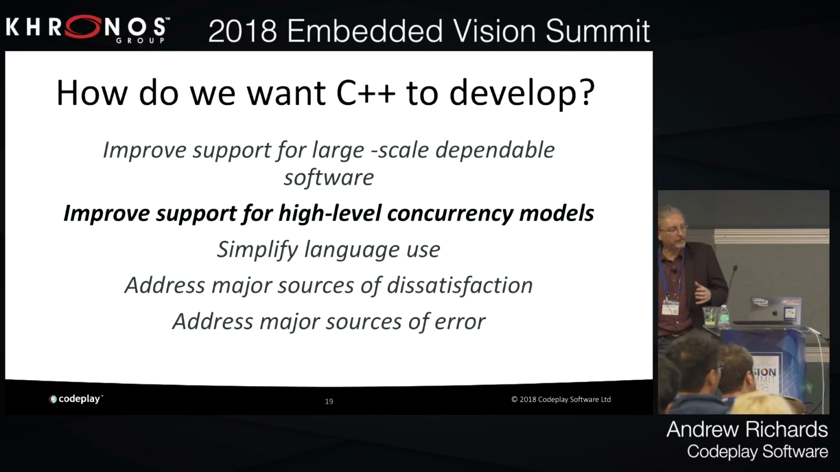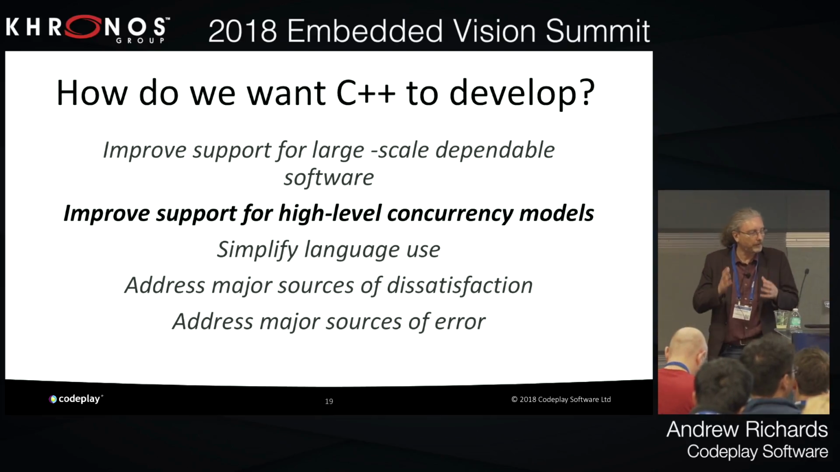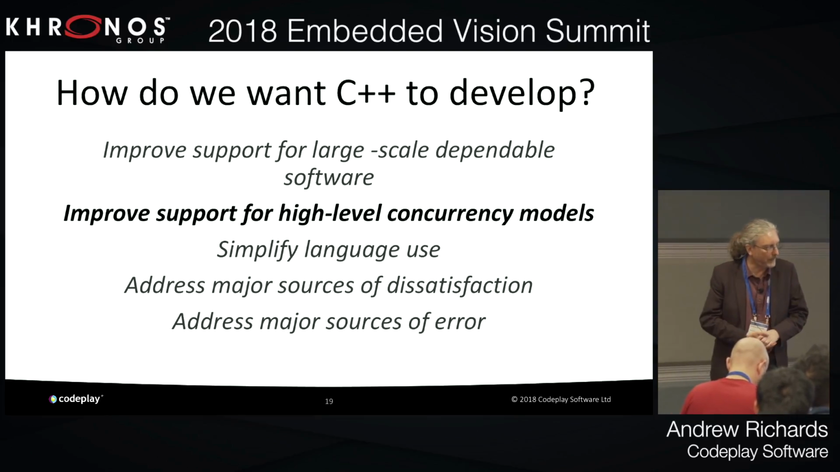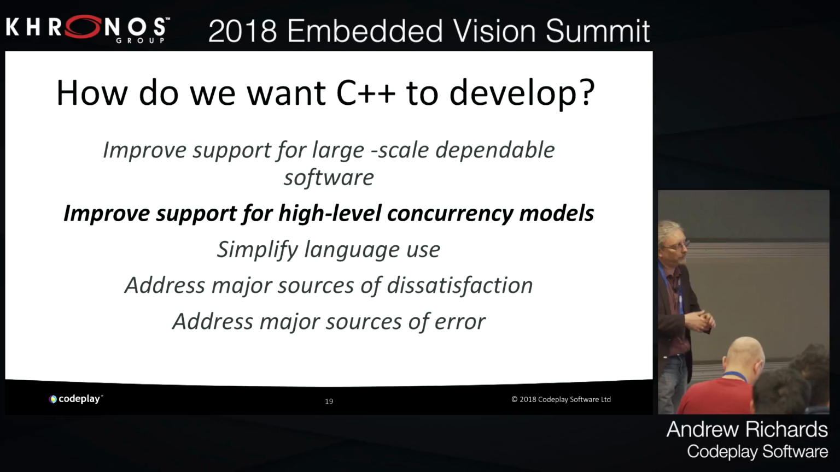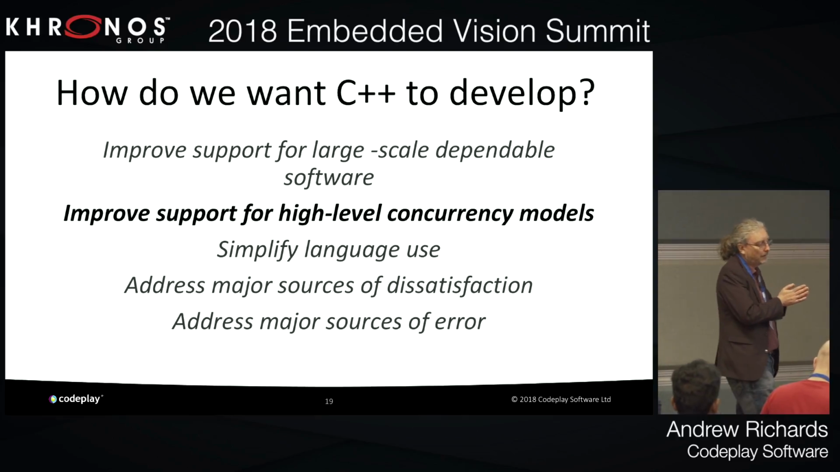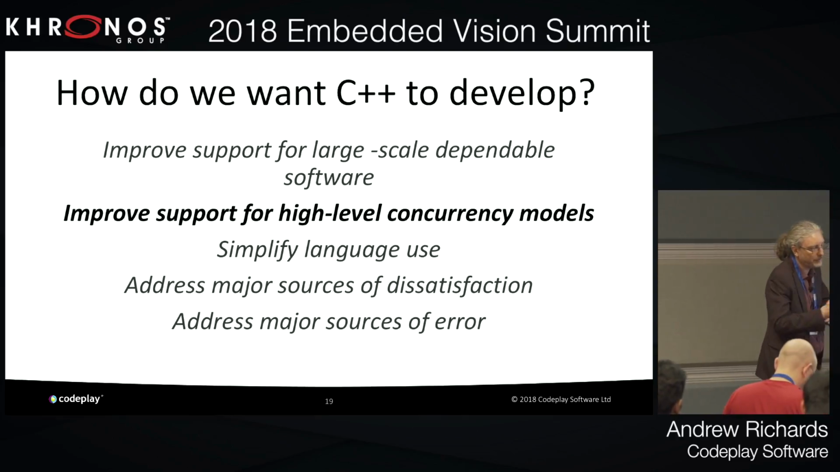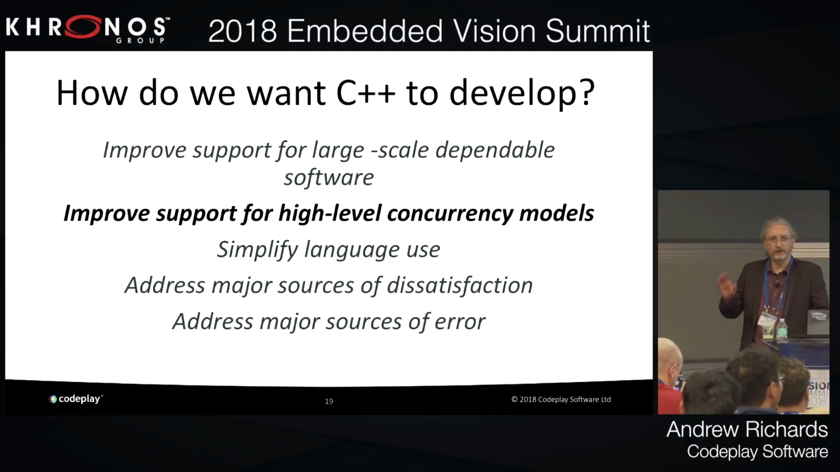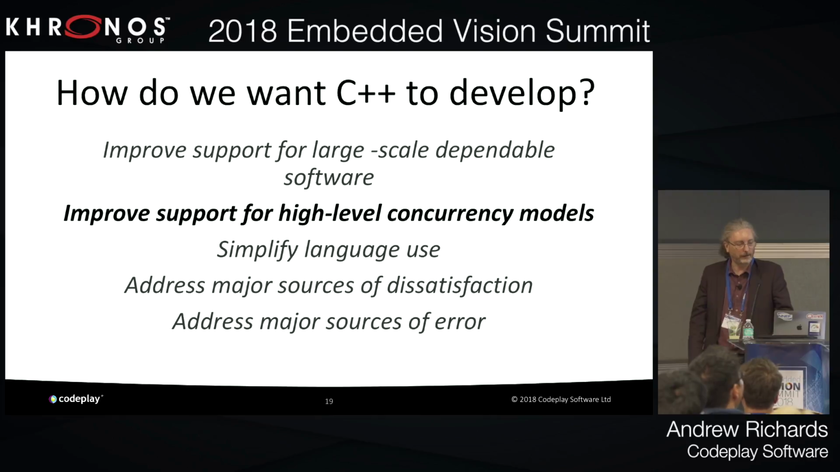How does the C++ Standards Committee and Group want C++ to develop? Well, there's stuff about large-scale dependable software. It's not really quite relevant to us, but improve support for high-level concurrency models. That's us. We need to help them solve this. So that's what we're doing. And then some other stuff, simplify language use, all of that stuff, major source of error. Yeah, they're all really good stuff. But we're just going to focus our responsibility on the acceleration.